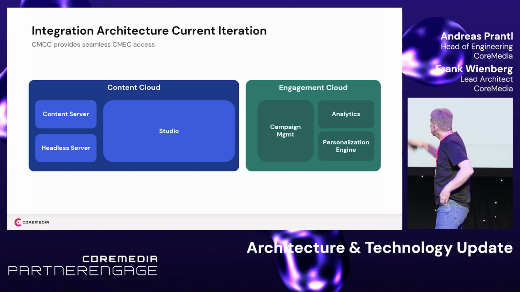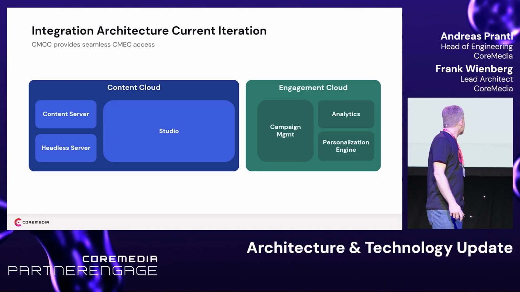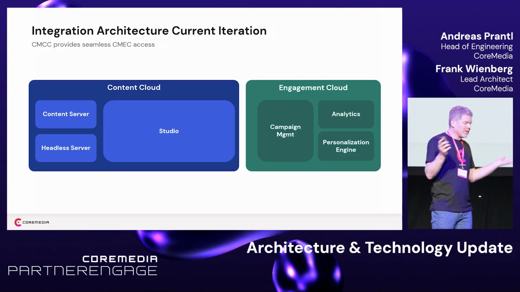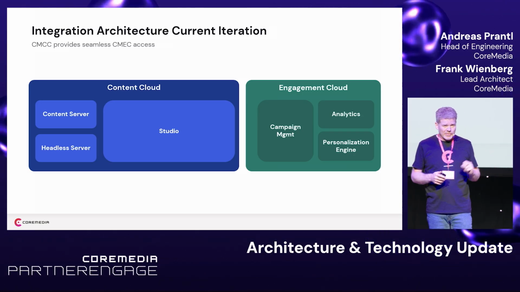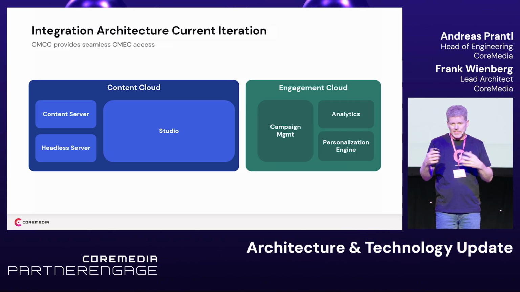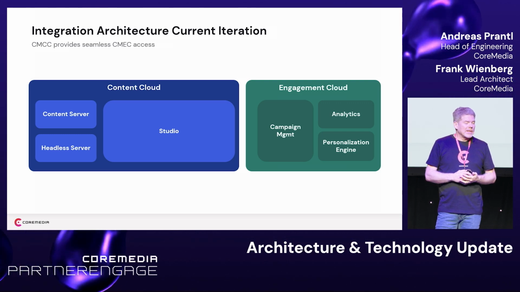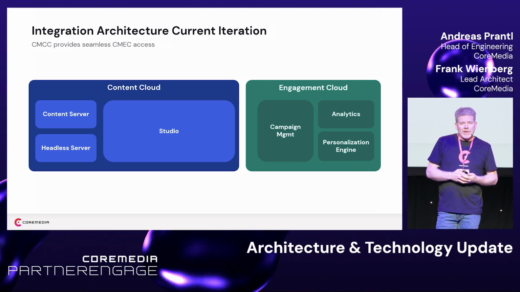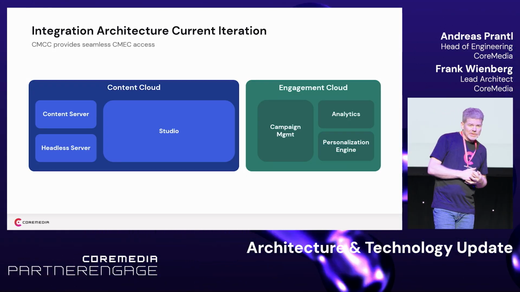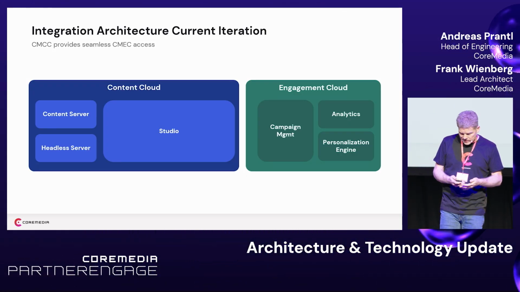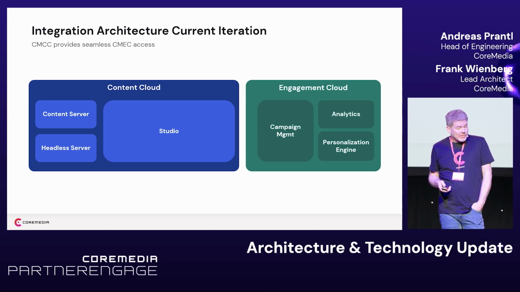So here's the rough architecture. We have Content Cloud with the well-known components like Content Server that manages all your content, then Headless Server for the preferred delivery solution, and Studio for the editing and authoring of content. And on the right-hand side, Engagement Cloud, where you have the actual personalization engine, and the campaign management, the analytics engine or analytics data also.